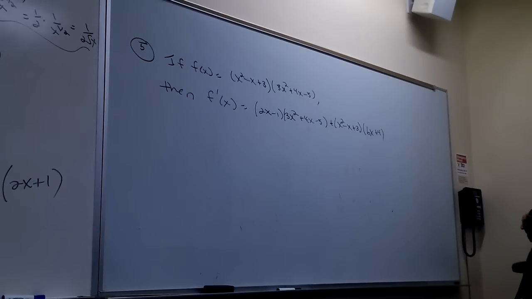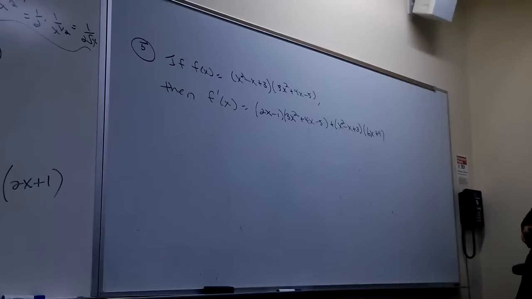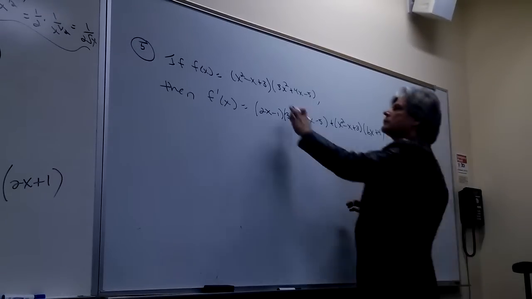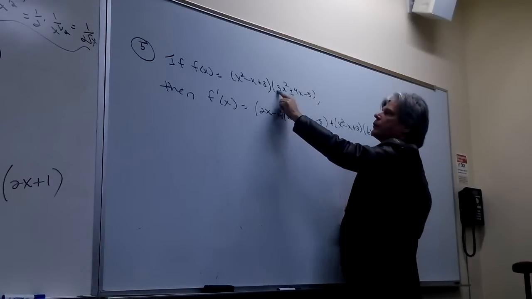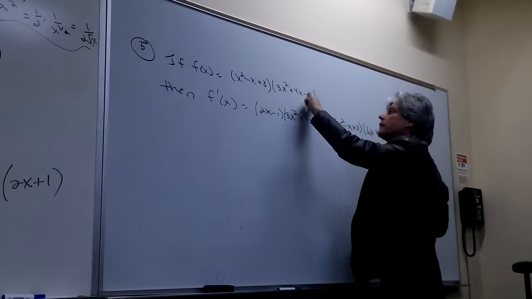Is that plus 3 and then 3x squared and then minus 3? Yep. 3x squared plus 4x minus 5. Oh, minus 5, okay.